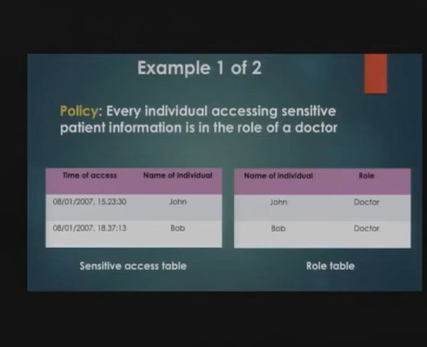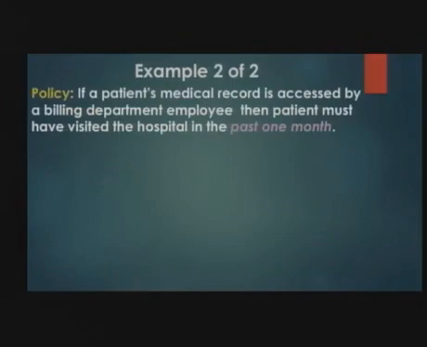Now, to check compliance, what we would need to do is go through the sensitive access table one row at a time, get that employee name, and try to figure out what his role is. So it's basically taking a join of these two database tables. So we would need a join. That's what we figured out from the first example.